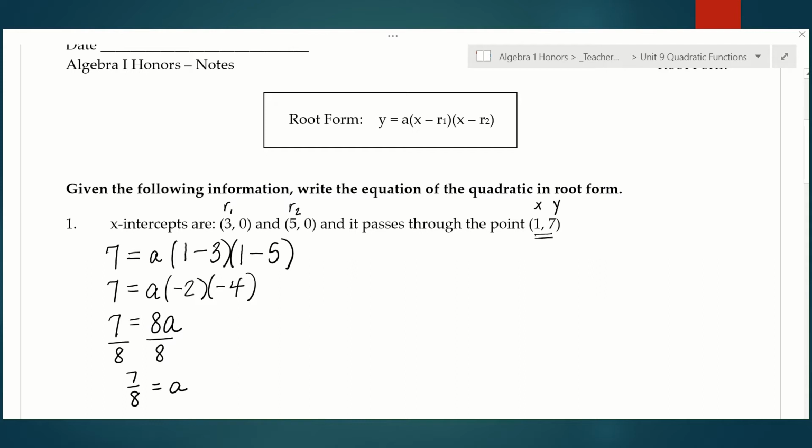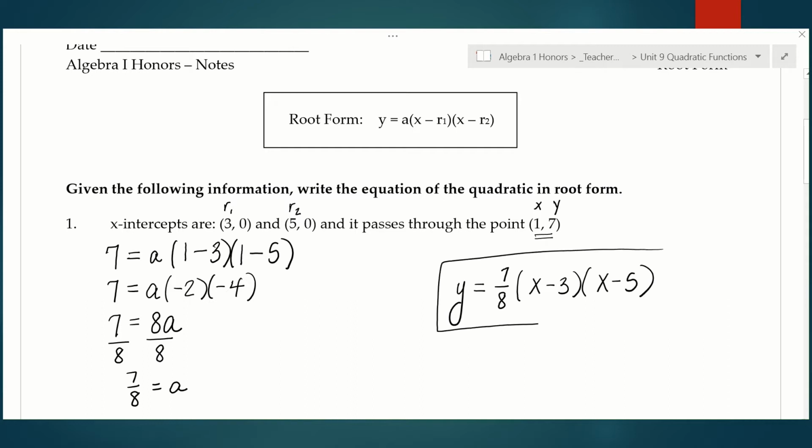To write this in root form, we go back to our formula, but we use y equals the a that we just found, 7/8. The parentheses are really just showing what your roots were before they were solved, if that makes sense. So this would be x minus 3, because that's where I got a root of 3. And this one is x minus 5, since that's where I got a root of 5. And that's your final answer in root form.